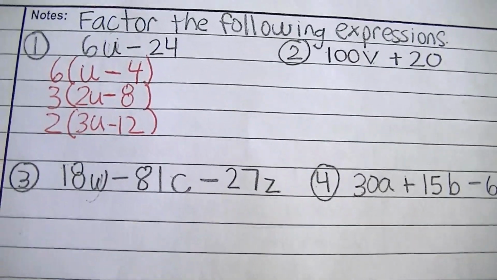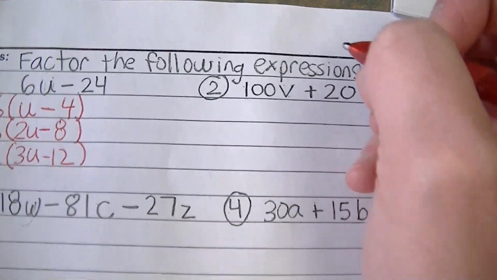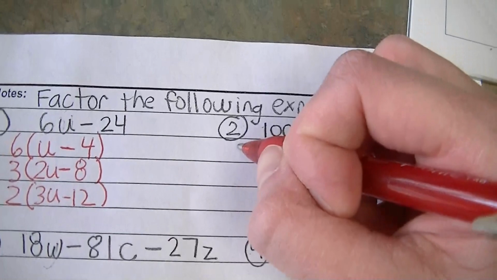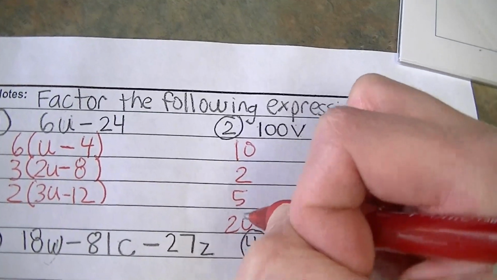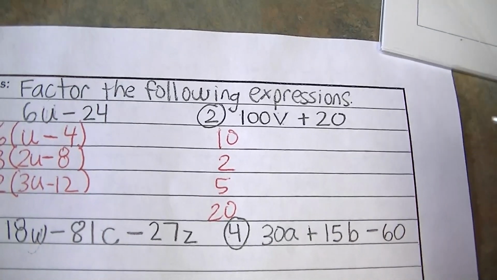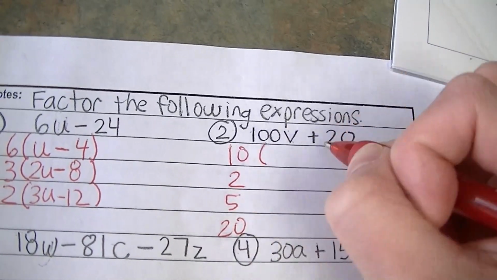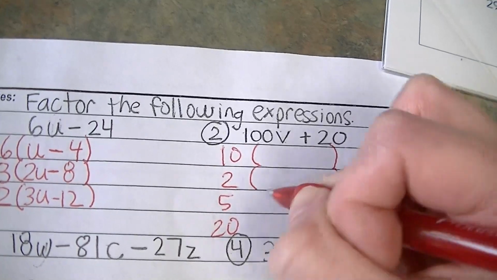Okay, number 2. Let's go ahead and factor this. I'm going to factor out a 10. I want you guys and girls to factor out a 10, a 2, a 5, and a 20. Okay? Do that and figure out what you get. Pause the video and make sure that you get the correct answer. Okay?